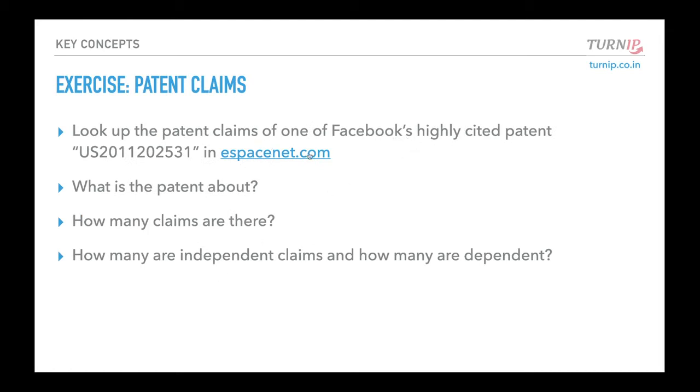So there's one more exercise where I'd like you to go to Espacenet again, just the new version is fine, and type in this Facebook highly cited patent. This is a Facebook patent from 2011, where they patented the tagging feature, where you could identify certain parts of the image, tag who this person is, and assign metadata to an image. I'd like you to go to this patent, click on patent claims, and just tell me in the chat how many claims there are. Just go to espacenet.com and search US 2011 202531. That's all. I'll do the exercise with you and read the chat at the same time. So please feel free to write in the chat how many claims you've seen in this patent.